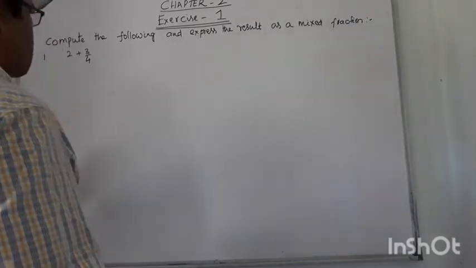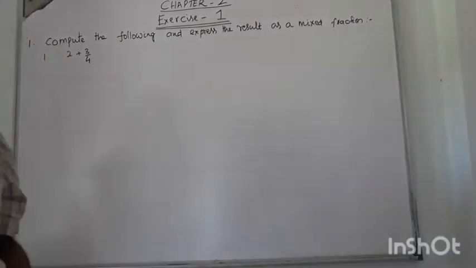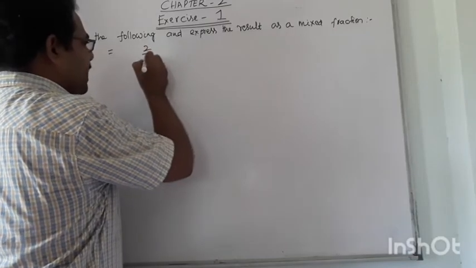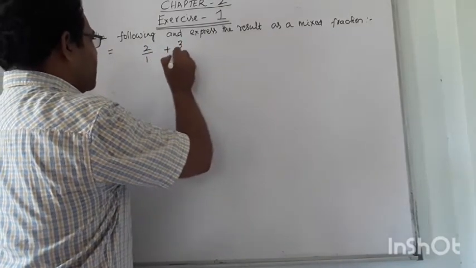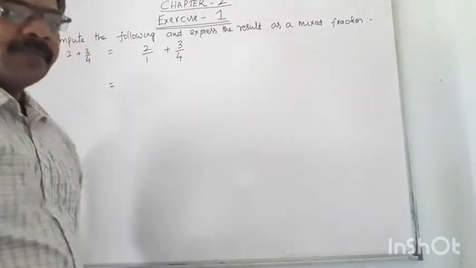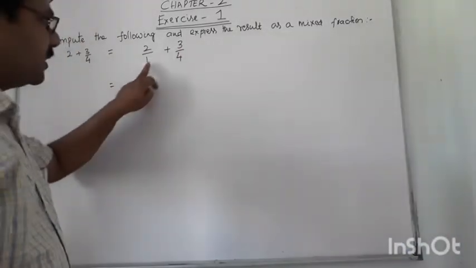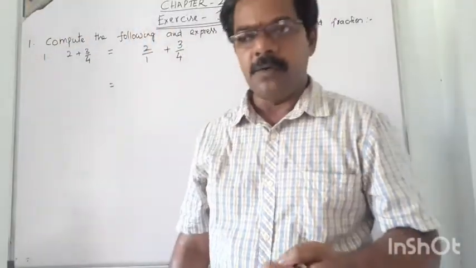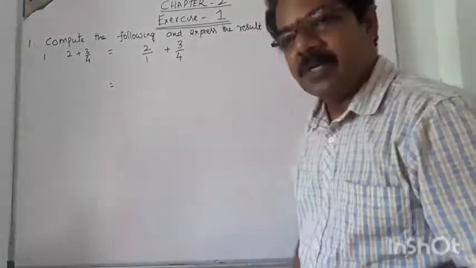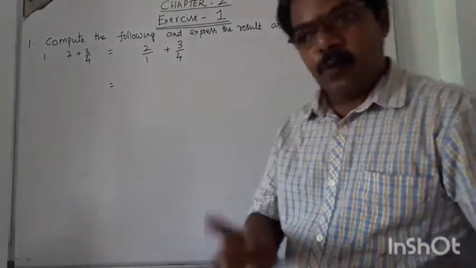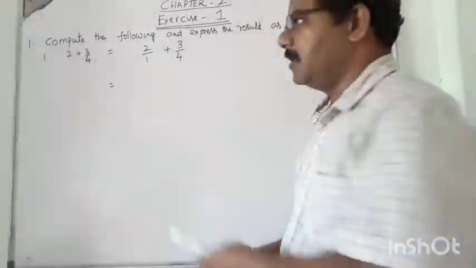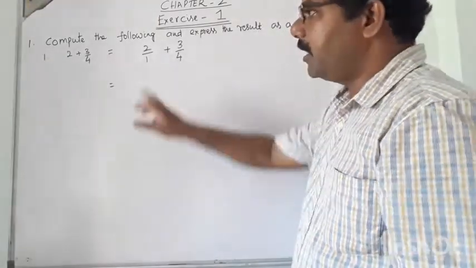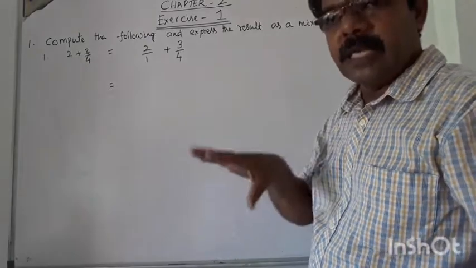Now, 2 plus 3 by 4 is given. 2 plus 3 by 4 means 2 can be written as 2 by 1, plus 3 by 4. As we discussed in the previous video, the denominators should be equal because these two are unlike fractions. Unlike fractions should be converted into like fractions. What is the meaning of like fractions? If two fractions, three fractions or more have all denominators equal, we call them like fractions. Here the denominators are not equal, but we have to make them equal.